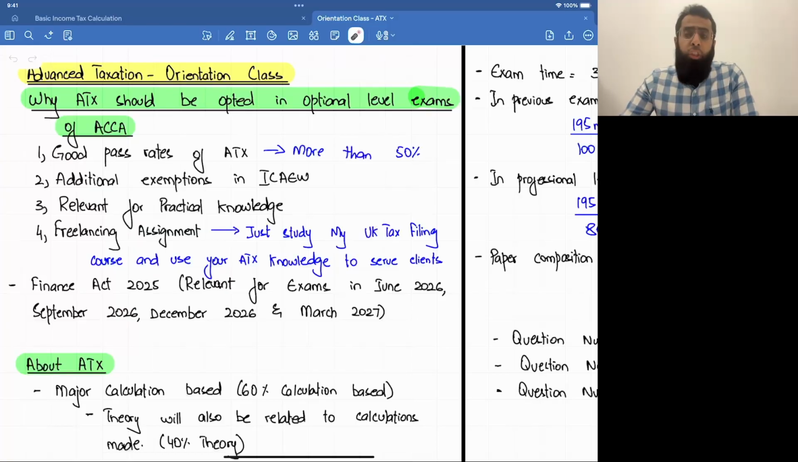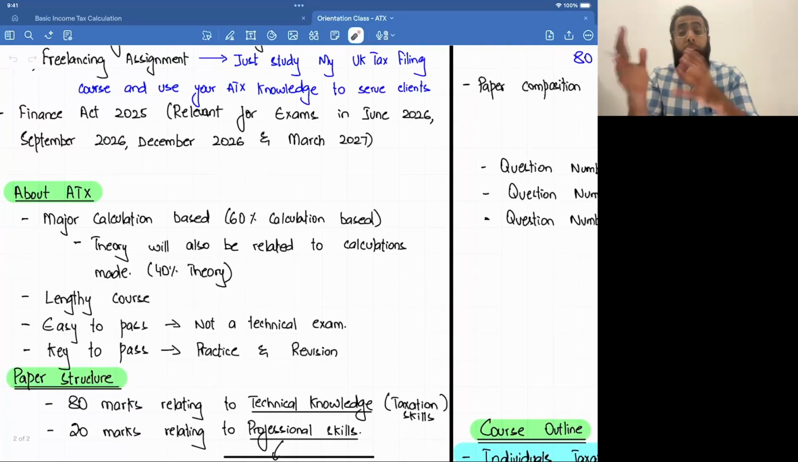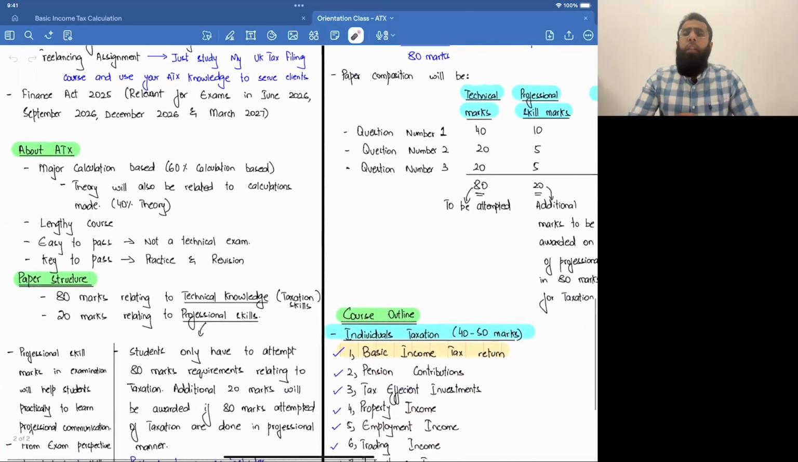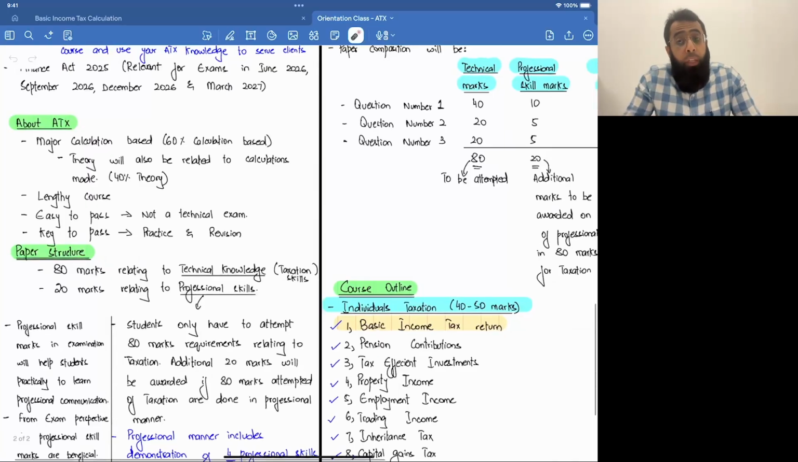Then we had a discussion about the overall structure of this paper, like the theoretical and the practical aspect in this examination. We looked at the paper structure, including the technical marks and the professional skill marks. So all these things were discussed in detail in the previous class. The basic idea of the introductory class was to give you an awareness of what exam you are going to study and why it is one of the essential exams in the ACCA optional level.